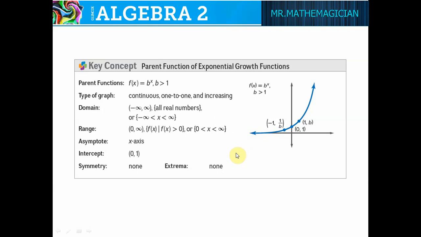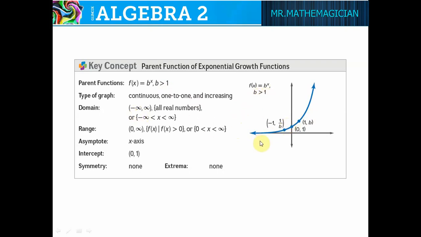This is Mr. Mahmoud explaining Algebra 2, Chapter 6, Lesson number 1, Graphing Exponential Function. The parent function for the exponential function is f of x equal b to the power of x, where b is greater than 1. It's continuous and one-to-one increasing function as b is greater than 1.